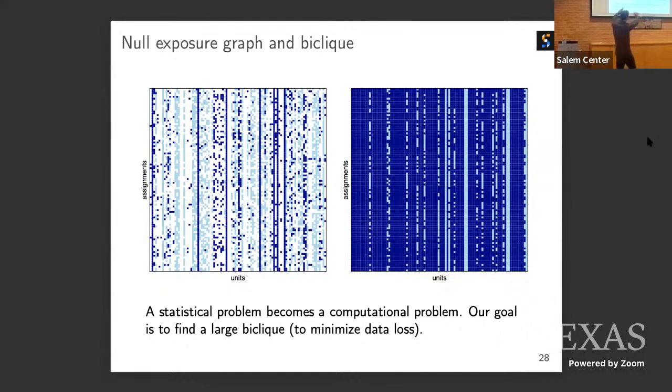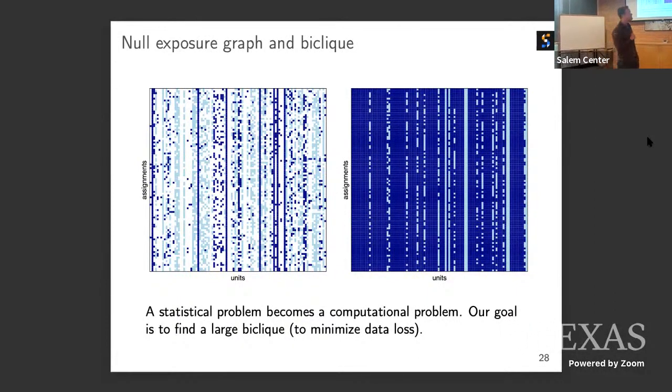Okay? And so what we do with this null exposure graph is we've taken a statistical problem and turned it into, here I say, a computational one. And our goal is to find a large biclique of this graph, of this thing on the left, that contains my observed assignment. And as soon as I find that biclique, I just run my test within it. Okay, so this is my biclique, and this biclique is on the right.